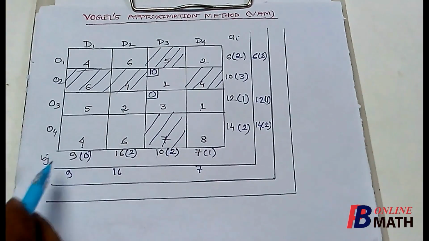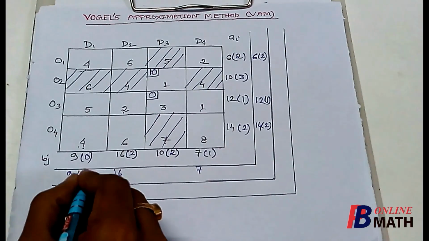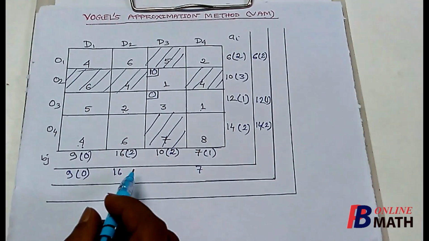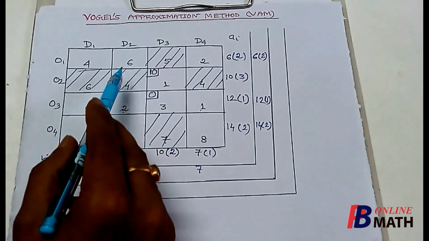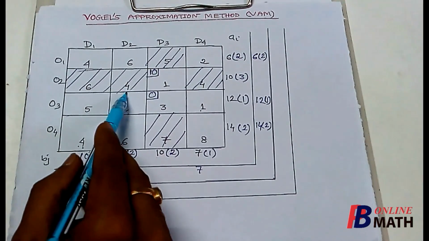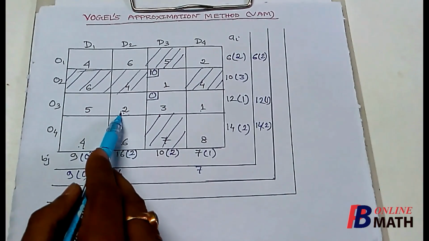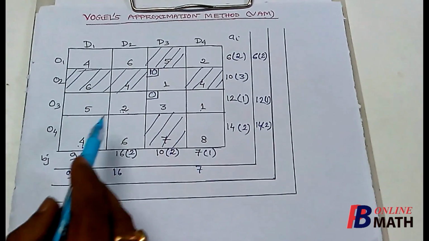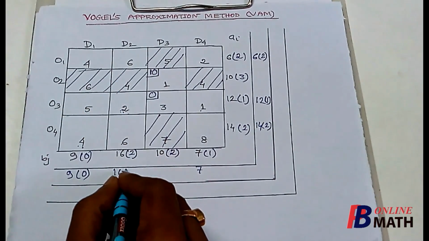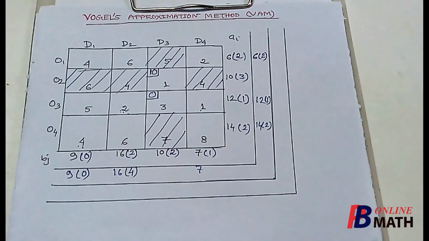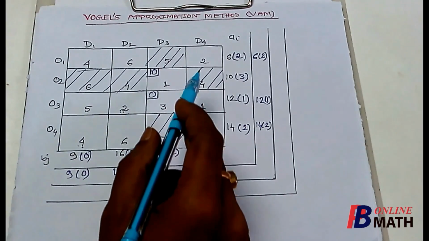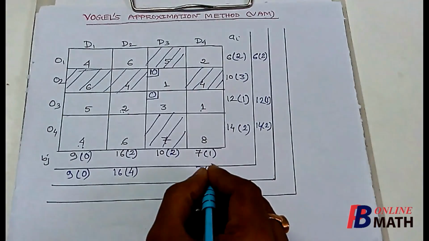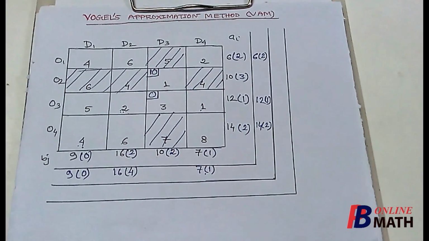We consider the first column. So we write the difference, that is 0, within a bracket. Consider the second column. The minimum cost is 2. The next minimum cost is 6. We shall not consider this 4 again. The minimum cost is 2. The next minimum cost is 6. So the difference is 4. And we shall write the difference within a bracket. And we consider the final column. The minimum cost is 1. The next minimum cost is 2. So the difference is 1. And we write the difference within a bracket.